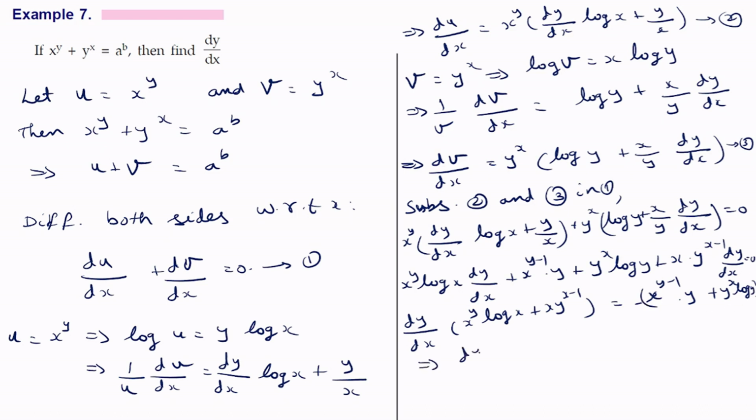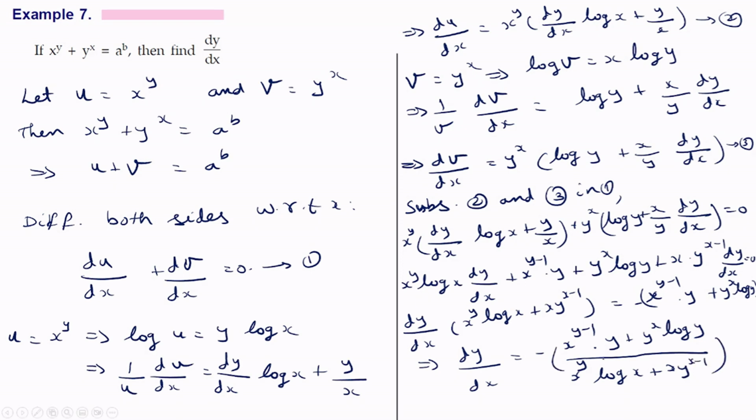So from this we get dy by dx as minus of (x raised to y minus 1 into y plus y raised to x log y) upon (x raised to y into log x plus x into y raised to x minus 1). So this is dy by dx when we have x raised to y plus y raised to x is equal to a raised to b.